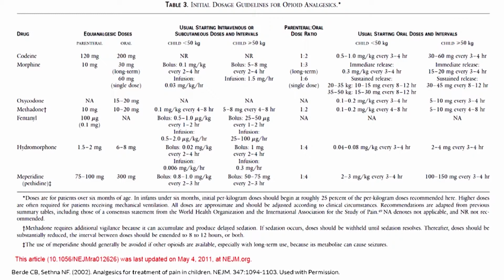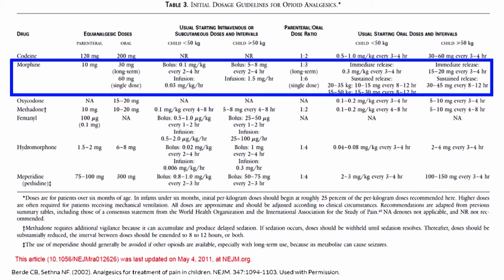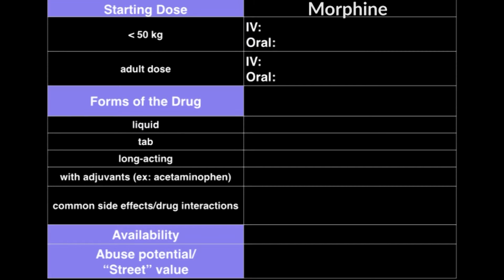Table 3 lists initial dosing guidelines for opioid analgesics. It covers many of the common opioid analgesics used to treat pain. Let's begin by discussing morphine in some detail. Morphine is available for both intravenous and oral administration. Starting IV dose would be 0.05 to 0.1 milligram per kilo in a patient less than 50 kilos, with oral doses of 0.3 milligrams per kilo every 4 hours as needed for pain, reflecting the 1 to 3 IV to oral conversion rate for morphine.